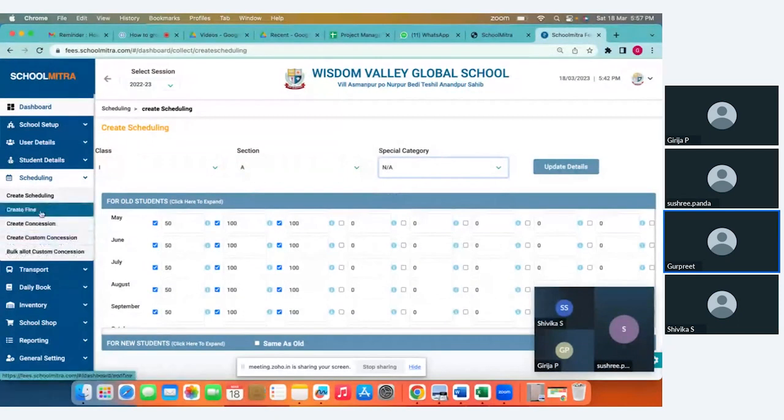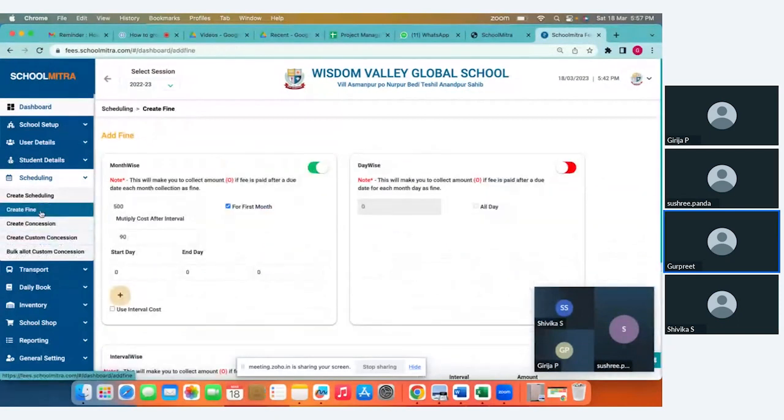Okay, then comes your fine. Three options are available for a school to schedule a fine. You can have a month-wise fine. That means once a due date is crossed for a specific month, the fine starts to be levied as per the fine category that you have chosen. So if I switch on the month-wise fine and I am a defaulter for a specific month, from next month I will be supposed to pay 500 rupees.